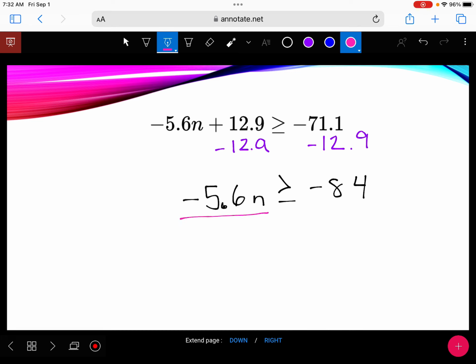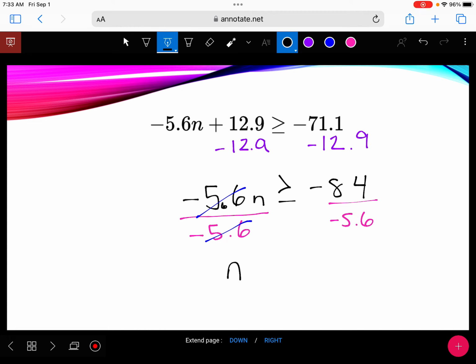Divide by negative 5.6. Divide by negative 5.6. When we divide by negative 5.6, these guys cancel out. That's the whole point. That's why we picked the negative 5.6, and we get n. What is our inequality going to be? Greater than or less than?